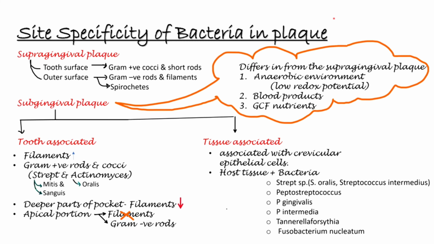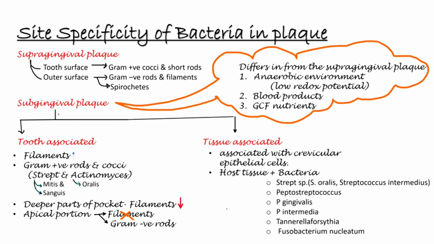Let's get into the site specificity of bacteria in plaque. Supragingival plaque typically demonstrates the stratified organization of a multi-layered accumulation of bacterial morphotypes. The gram-positive cocci and short rods predominate at the tooth surface, whereas gram-negative rods and filaments as well as spirochetes predominate at the outer surface of the matured plaque mass.